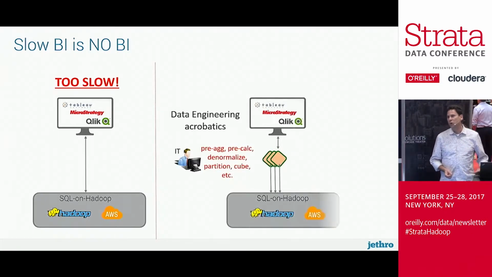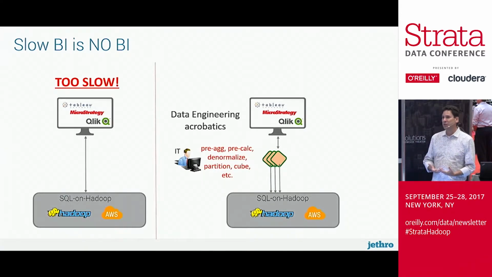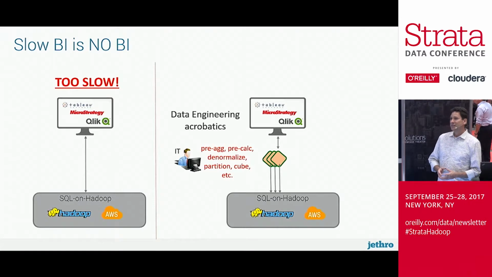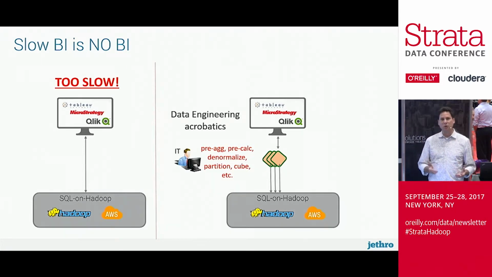Now, what do you do when your BI application is just too slow when running on your Hadoop platform? What people end up doing is what we call data engineering acrobatics. They take their data sets and they pre-aggregate, pre-calculate, denormalize, build partitions, cubes, and so on, trying to speed up BI access to their Hadoop data. Now, very quickly, this becomes hard to maintain. You cannot keep up every time a user changes the dashboard to go and build an aggregation for them.